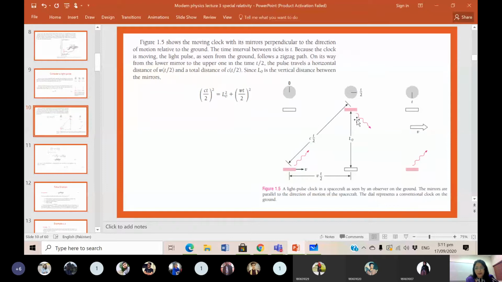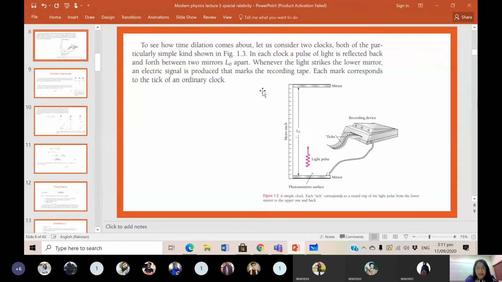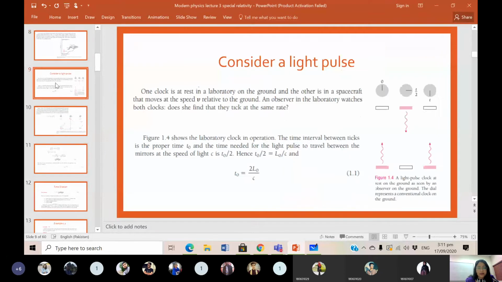That is T divided by 2. It says over here on its way to the lower mirror. Wait, just one second. It says that each mark corresponds to T naught divided by 2 equals L naught divided by C. First, I want to tell you one formula here. The time interval between ticks is the proper time, t0, and the time needed for the light pulse to travel between the mirrors at the speed of light is t naught divided by 2. The time it takes to travel from the bottom mirror to the top mirror is t naught divided by 2.